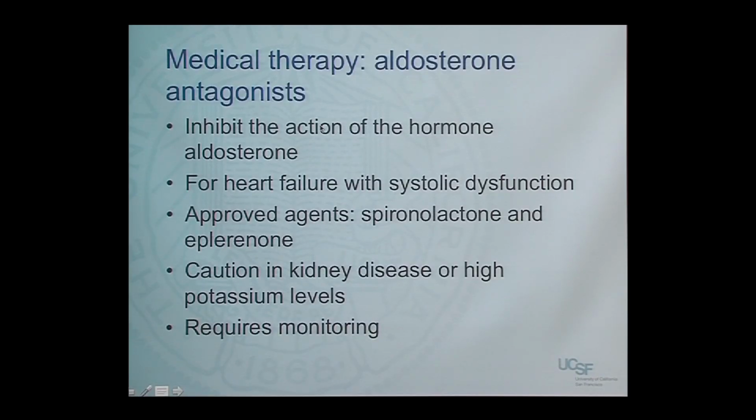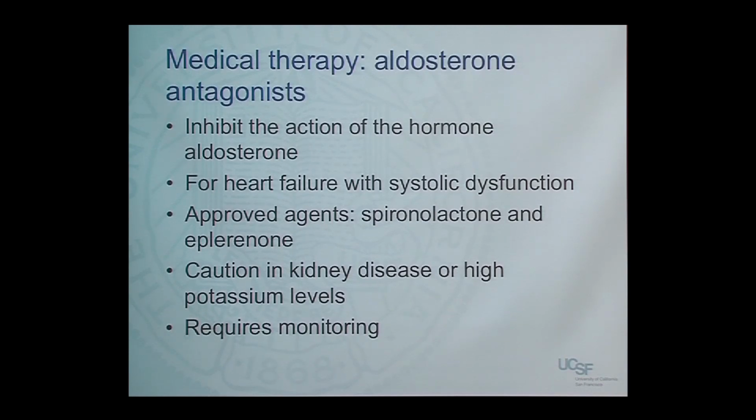The third big discovery and the third step forward in the medical management of heart failure was aldosterone antagonists. Again, this is actually a diuretic, but one of its effects is to inhibit the action of a hormone called aldosterone, which is one of the key hormones in this whole hormonal cascade that causes the damage in heart failure. Again, it's for heart failure with systolic dysfunction. The two meds that are approved are spironolactone and eplerenone.